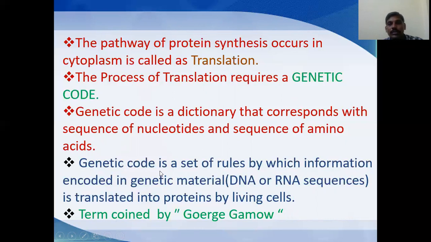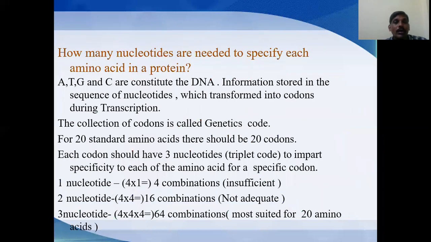Based on this, how does the sequence of nucleotides in the DNA molecule determine the sequence of amino acids in a protein molecule? The information is already loaded in the DNA molecule. That information is passed to the protein molecule with accuracy, with correct information, through the mRNA molecule. How many nucleotides are needed to specify each amino acid in a protein molecule?